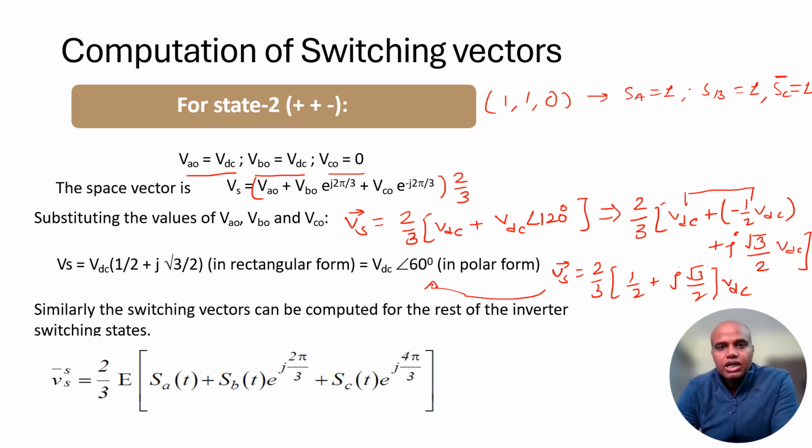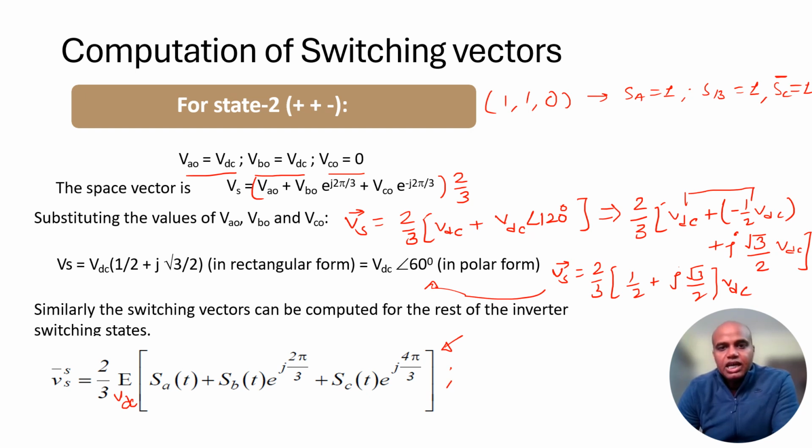Converting this into the polar form gives us VDC into 2 by 3 at an angle of 60 degree. So earlier for the state 100 we have seen that it was at an angle of 0 degree. The same for 110, it has moved by an angle of 60 degree. So overall, the space vector can be determined directly with this formula based on the state of my switches. This E or VDC is nothing but the input to my inverter. So this defines the space vector for any switching combination.